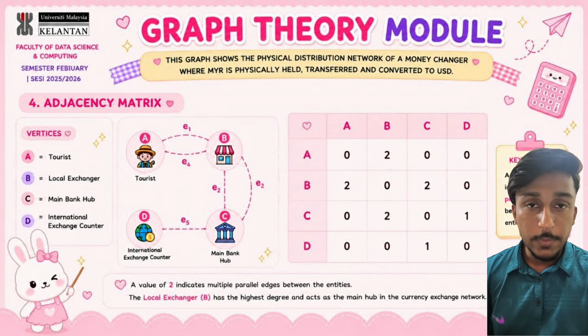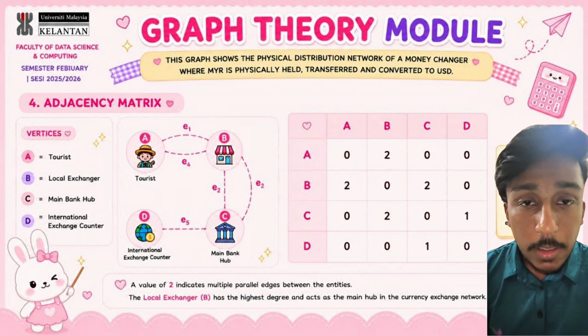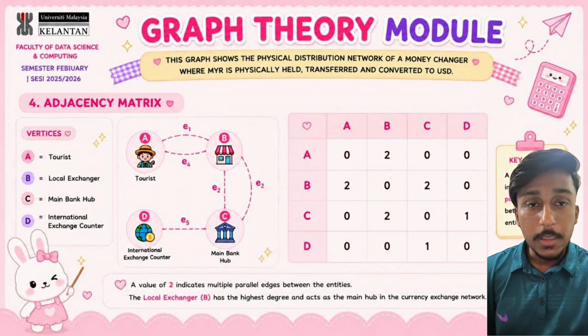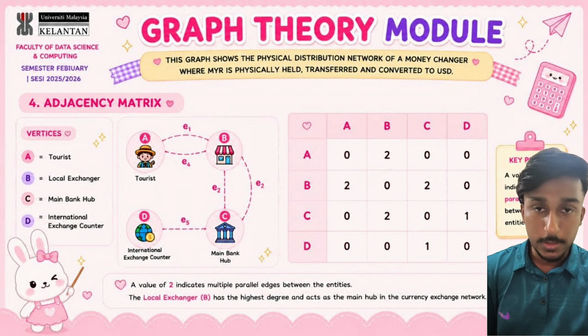A value of 2 means there are multiple connections or transactions between two entities. From our matrix, we can see that the local exchanger has the highest connection, which shows it plays an important role in the network as the main hub of transactions.